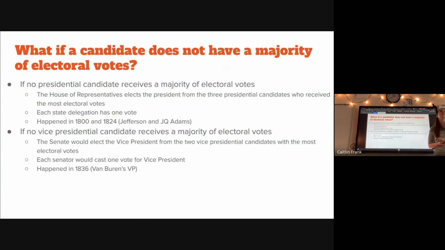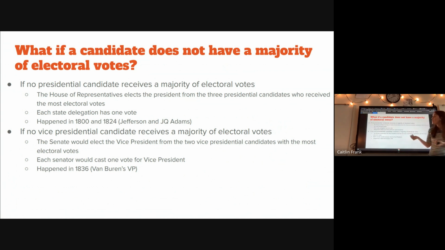If there is no majority in the electoral vote for one candidate, the House decides who the president is going to be. So if there's no majority, which has happened twice, in 1800 and 1824, it then goes to the House of Representatives, who get to pick the president from the top candidates. In 1800, that was Jefferson versus Burr, and Hamilton backed Jefferson, which resulted in Burr shooting Hamilton.